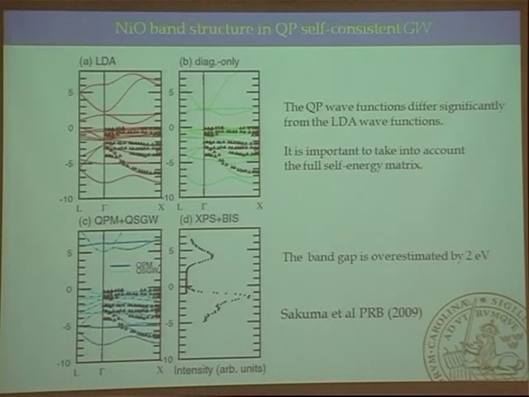And another interesting thing is that in these calculations, the top of the valence band is still of d character. It's not of oxygen p character. So it is still a Mott insulator rather than a charge transfer insulator. So in the charge transfer gap, you would like to have the oxygen band in between the 3d bands. So does it mean the position of the oxygen p bands is still wrong with GW?